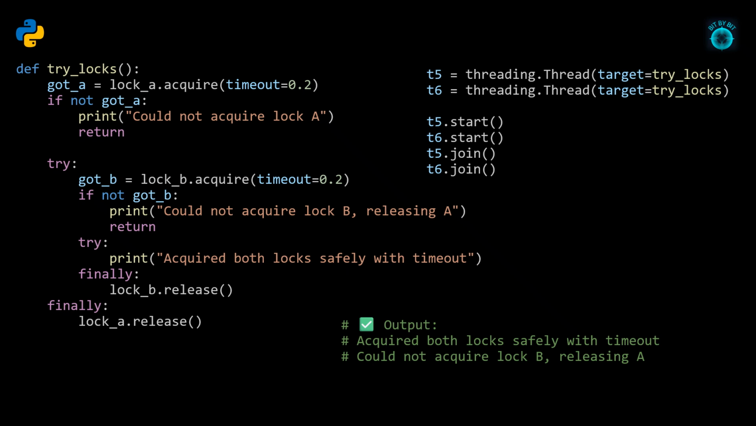In the output, one thread completes fully and prints success. The other may fail to acquire the second lock and prints that it's backing off. This is a safer way to use locks when timing and responsiveness matter.